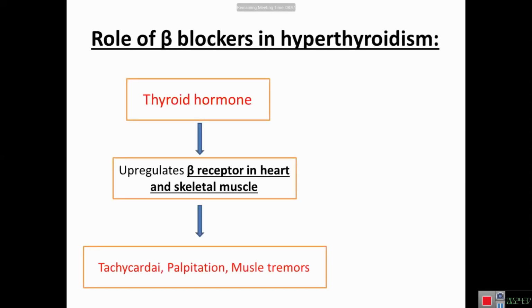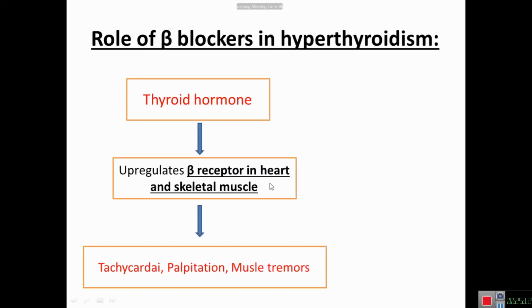Okay, so at last you should know, please write it down: the role of beta blockers in hyperthyroidism. This is a very important question for university examinations. You have to write what I will explain here. Please look here: these thyroid hormones will upregulate the beta receptors, as we know, in the heart.